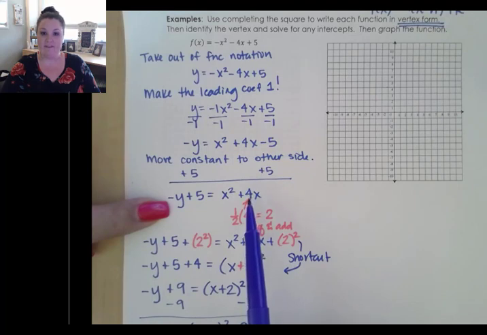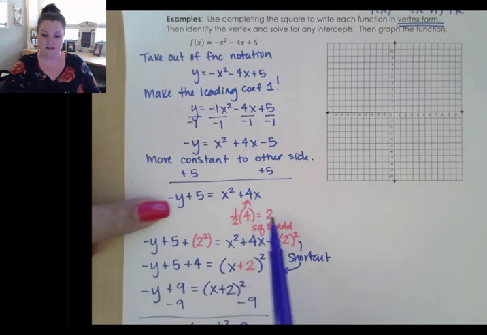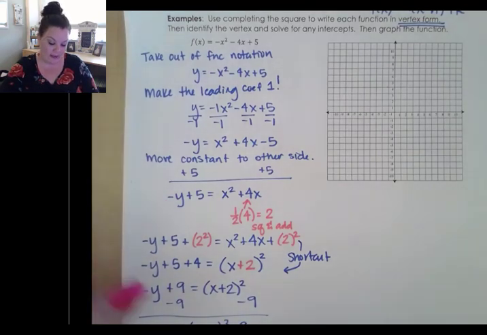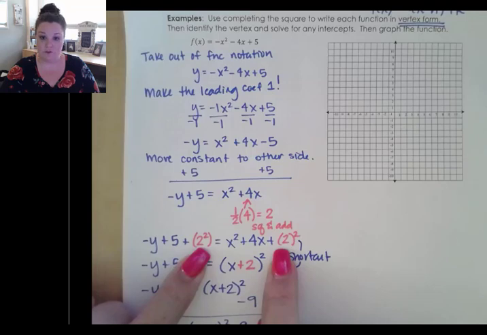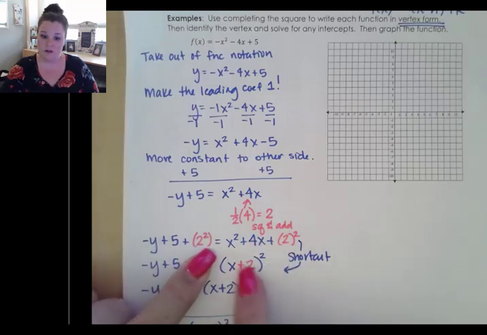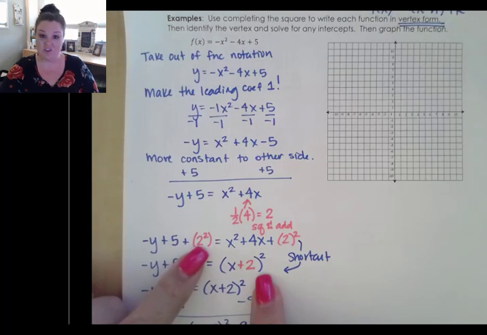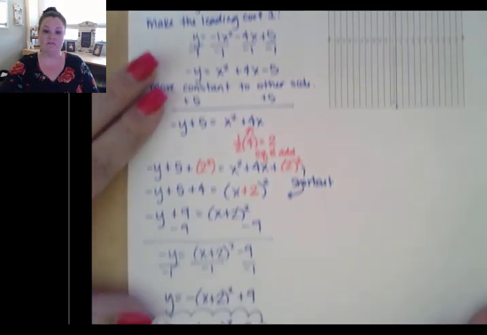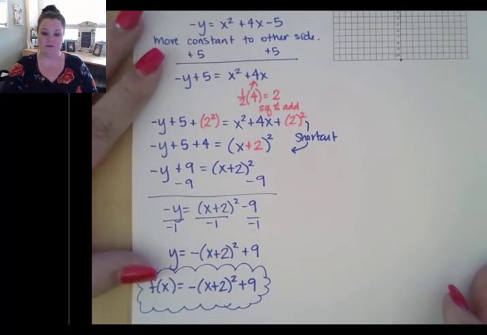So I take half the x term coefficient, square it, add it to both sides. On the side with my x's, I can use my shortcut to get my squared quantity. And on the left-hand side, I need to go ahead and work it out, okay? So make sure you do this step where you square it and add it to both sides. Even if you're going to use the shortcut over here, we have to make sure that that squared 2 ends up on the other side, okay? And then we just resolve it for y and put it back in function notation.